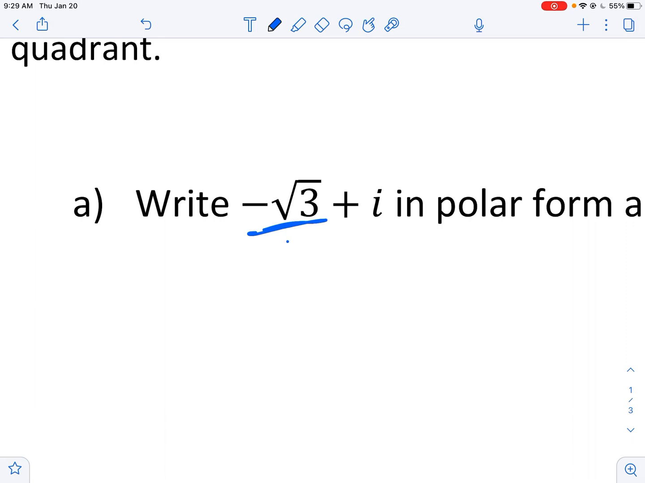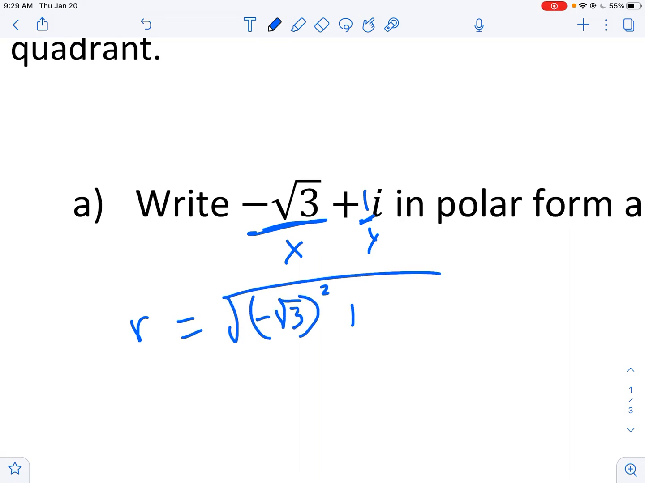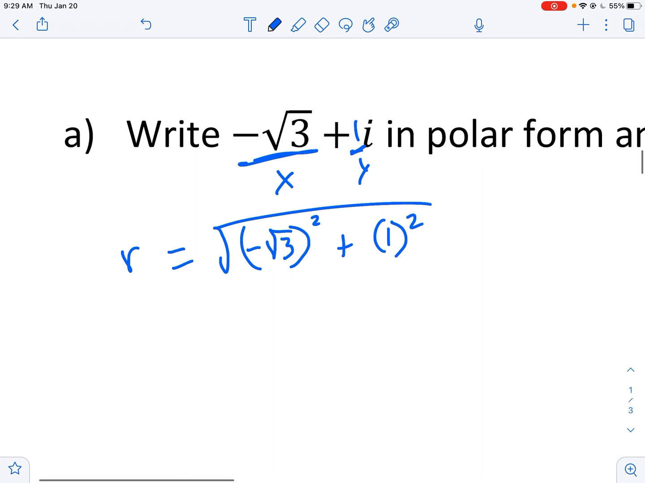So this is our x part. Our y part here is just 1. And so now we can get our modulus. So r is going to be negative root 3 parentheses squared plus 1 squared. If you don't put parentheses, this is going to be wrong. So make sure you put parentheses.